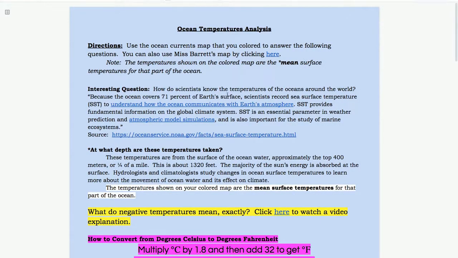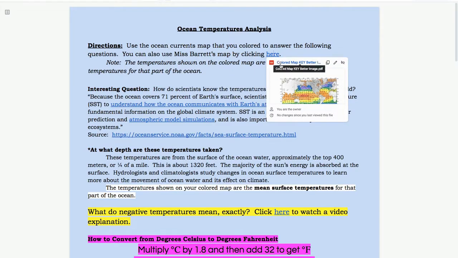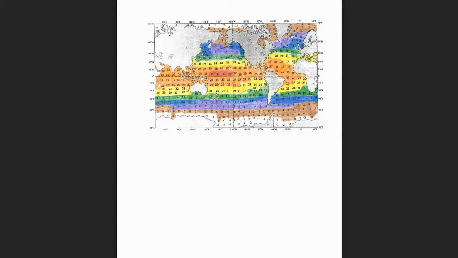This video is designed to show you how to get started on the ocean temperatures analysis. Directions: Use the ocean currents map that you colored to answer the following questions. You can also use Miss Barrett's map by clicking here. So I will click this link to open up a digital version of the colorful map.